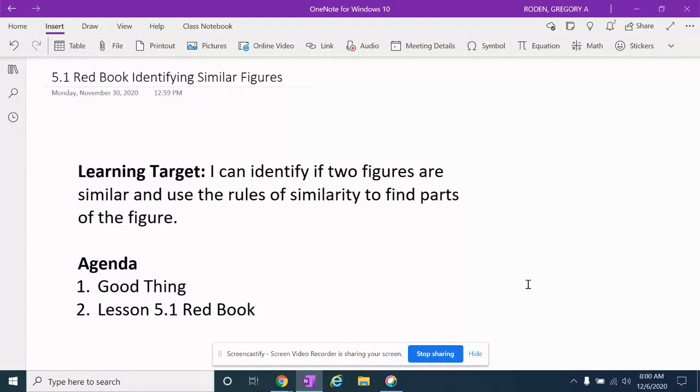My agenda is a good thing and 5.1 Red Book. So my good thing today is that last week everyone was at home. We were all doing remote learning, and I felt like it was pretty successful. It was still able to teach a lot of new content, and attendance was really good with my students, and students were engaged and showing me their notes. It was a successful week of remote learning. We didn't have to miss a step, so I was happy with that. So that's my good thing.